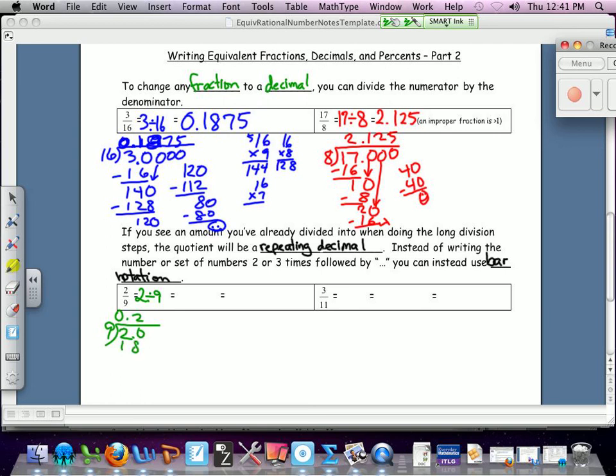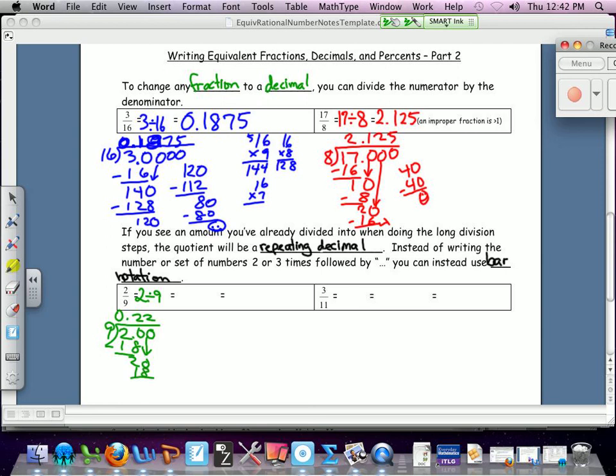So we subtract 18 from the 20. What do we get when we do 20 minus 18? 2. And then we're going to tag on the 0 to bring down. Now we ask how many times 9 goes into 20. 2 times, because 2 times 9 is 18.